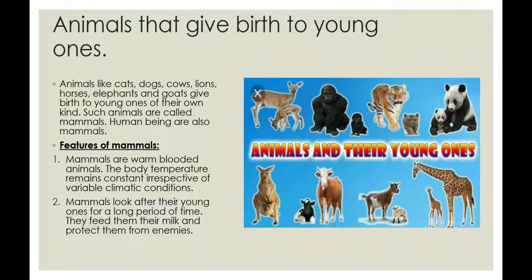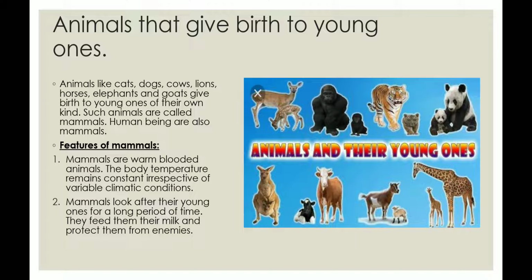Such animals are called mammals. So these animals that give birth to babies of their own kind or to young ones of their own kind, they are called mammals. So we humans also, we are mammals. Why? Because we give birth to babies of our kind. Yes or no? So all these animals that give birth to young ones of their own kind are called mammals. Now, what are the features of mammals? Now we will learn what are the characteristics, what are the behaviors of mammals.